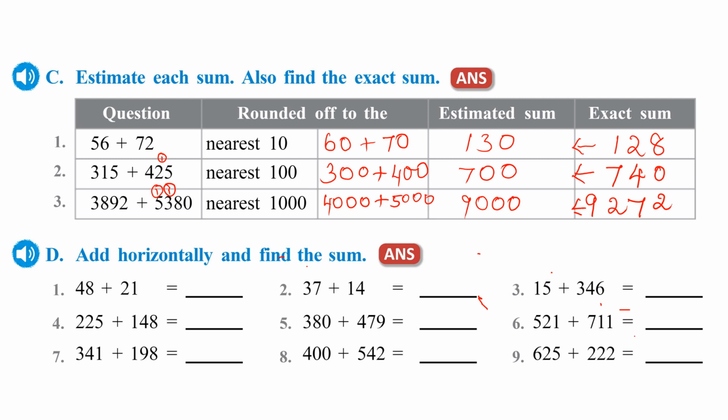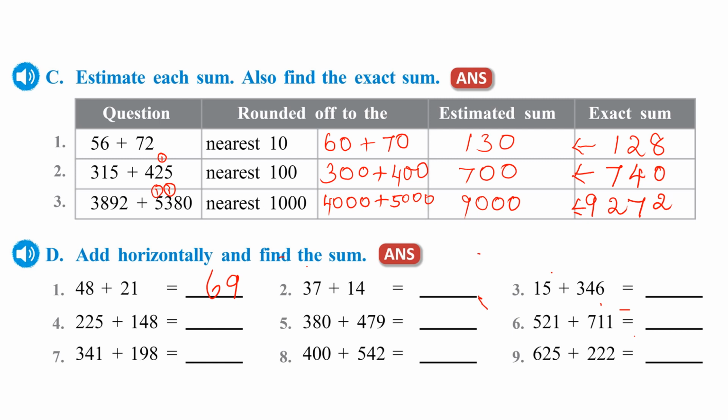How to add horizontally? First, we have to add the ones place. Here in ones place, we have 1 and 8. 1 plus 8 is 9. Right? Then in tens place, we have 2 and 4. 2 plus 4 is 6. So it is 69.